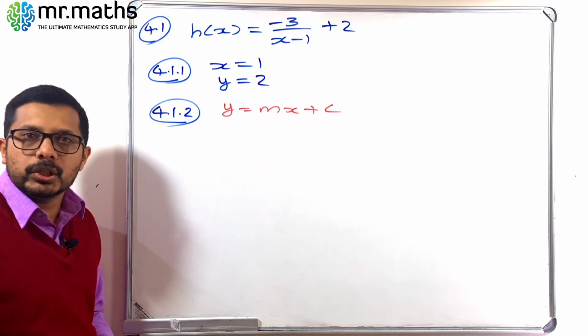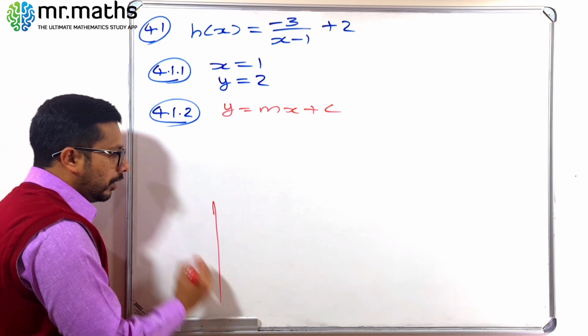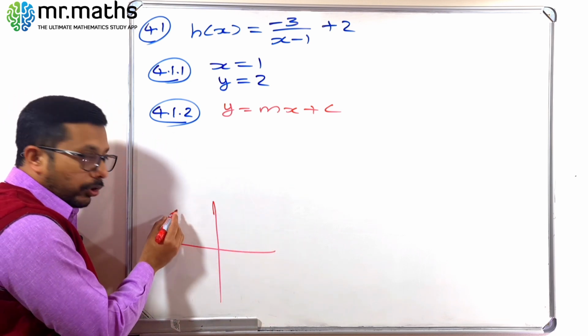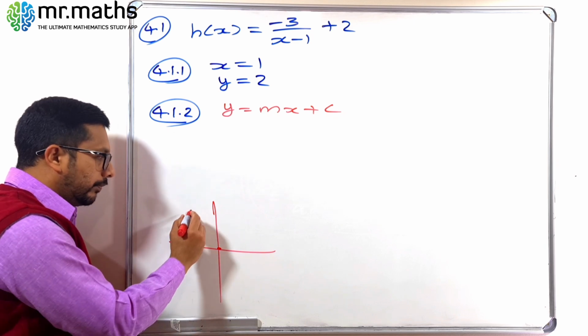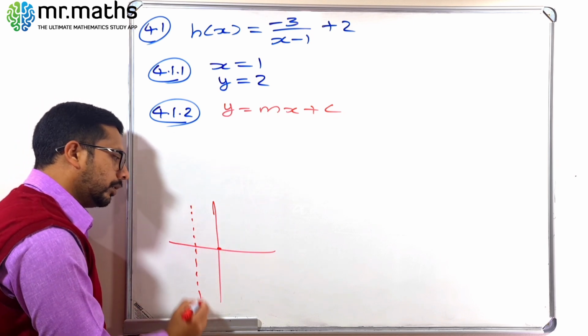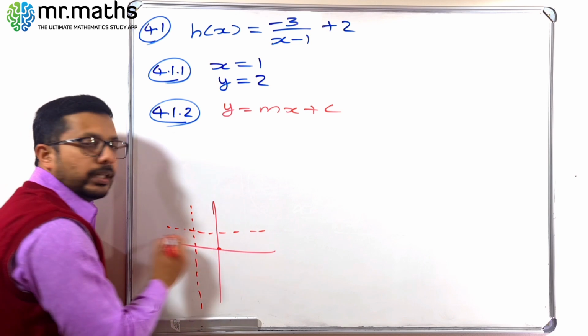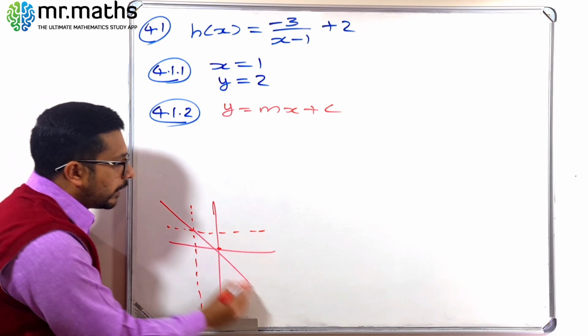So it's a negative gradient. The axis of symmetry does not always pass through the origin. Don't misunderstand like that. If there is an asymptote, then the axis of symmetry will pass through that asymptote.